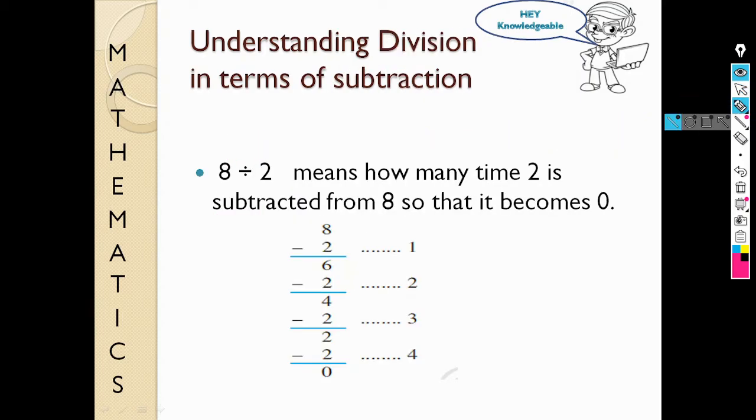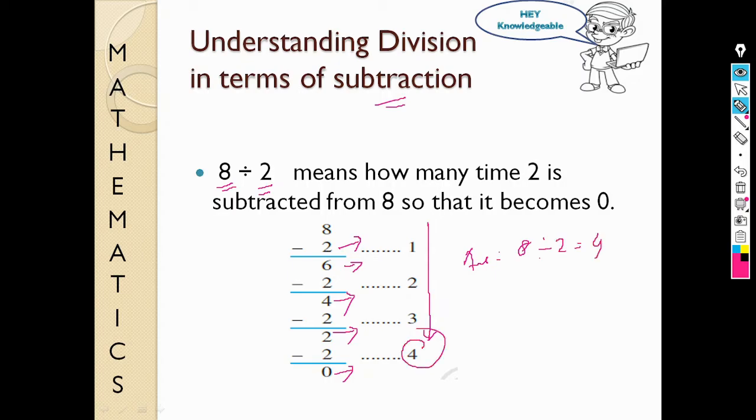Now try to understand division in terms of subtraction. Suppose you are dividing 8 by 2. That means, how many times is 2 subtracted from 8 so that it becomes 0? If you see the diagram below, the first time it is subtracted, it becomes 6. The second time, it becomes 4. The third time, it becomes 2. And the fourth time, it becomes 0. So the answer of 8 divided by 2 is basically 4.